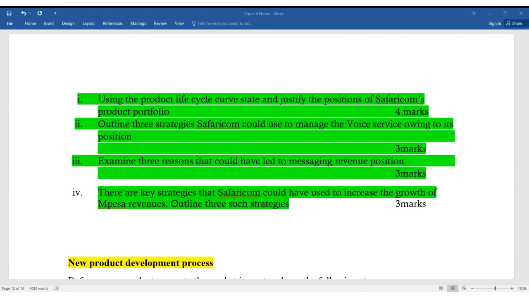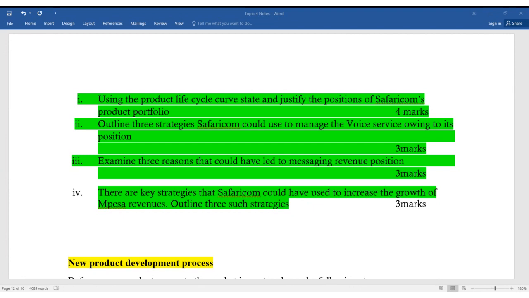Outline such strategies. Now, a question like this asks you to look at the company, because Safaricom is a company well known to all of us. We know the strategies they have been using to increase the growth of M-Pesa. So you need to pinpoint them directly. You don't have to think, what are they? Like waiving the fee for sending money below 1,000. That is a strategy.